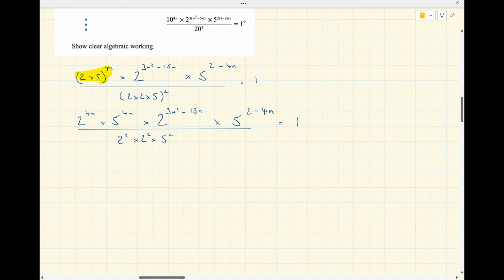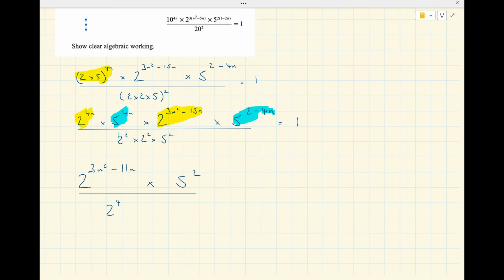So on the numerator here then, I've got 2 to the power of 4n times 2 to the power of that. Well, I can simply add those indices. So that's going to be 2 to the power of 3n squared minus 11n times 5 to the power of 4n times 5 to the power of 2 minus 4n. Add those indices, 5 squared, divided by 2 to the power of 4. Happy with that? I'll just simplify 2 squared times 2 squared times 5 squared, and that equals 1.